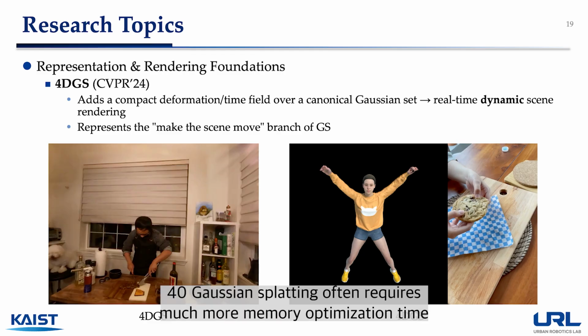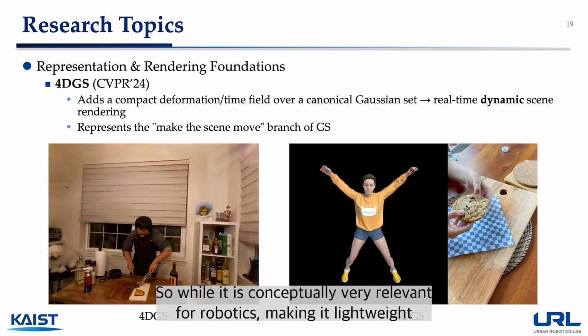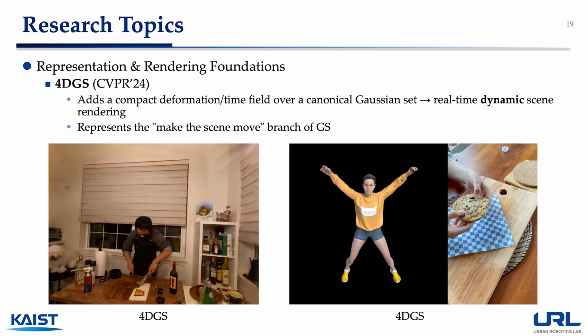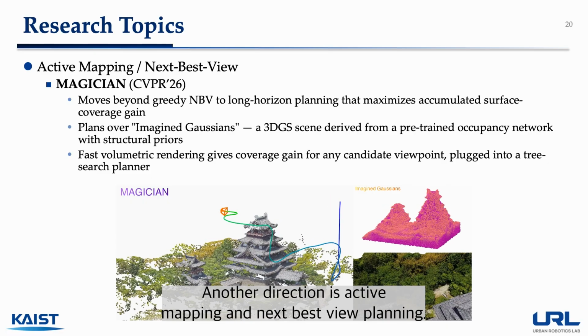4D Gaussian splatting often requires much more memory, optimization time, and rendering cost than static Gaussian splatting. So while it is conceptually very relevant for robotics, making it lightweight and real-time enough for onboard robot systems is still a major challenge. Another direction is active mapping and next best view planning.